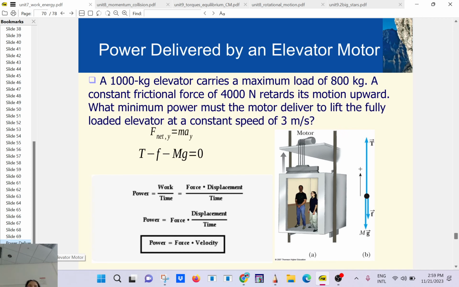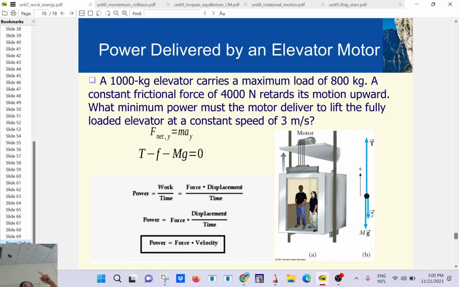Okay, and then there is another equation that can be useful. If you are talking about a system acted upon by forces. So for example, here you have an elevator. It's being pulled. Okay, so this is from the engine. This is from the motor. And then you have the load. So it means the people inside and the case. And you have some friction. So if it's moving at a constant speed, what can you say?